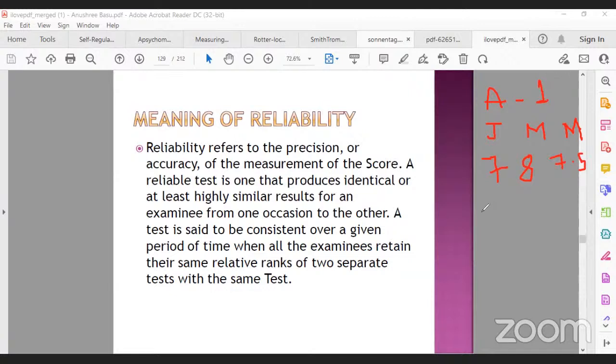which is maths. Now for another test, call it Hindi. This is maths. This is Hindi. For the first quarterly examination, that person gets 9, then he gets 8 marks, then he gets 8.5.